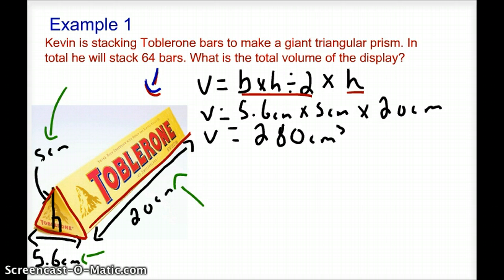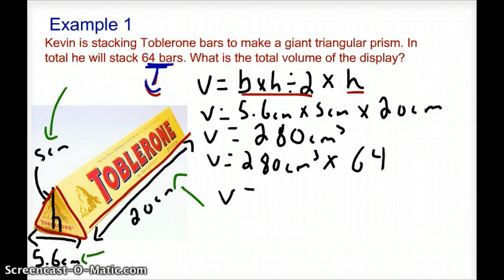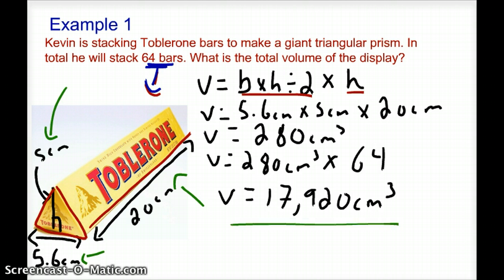Now, if the question was just the volume of this bar, we'd be done. But the question clearly states that we're looking for 64 bars. So the next step is just to take that volume, which is 280 centimeters cubed, and multiply by how many we're using. There are 64 bars total, so we're going to do times 64. Our volume then becomes 17,920 centimeters cubed. So there you have it. There's your final answer to this question.